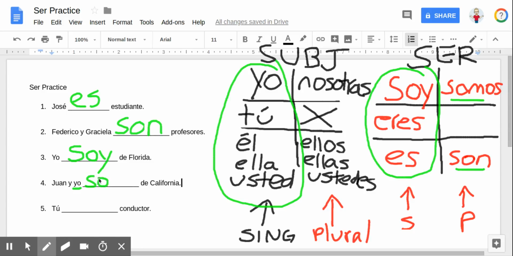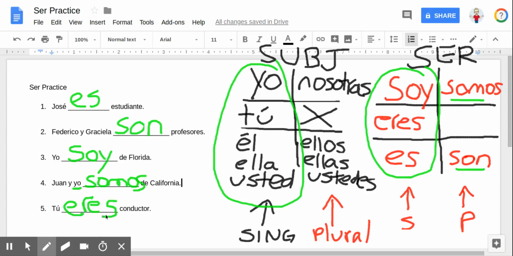And then lastly, the last one will probably be pretty simple, like the third one. Tú means you. So on, you have the informal you are. Here's tú, middle left. Here's the only other word that goes in the middle left, which is eres. So you are a driver. Tú eres conductor.